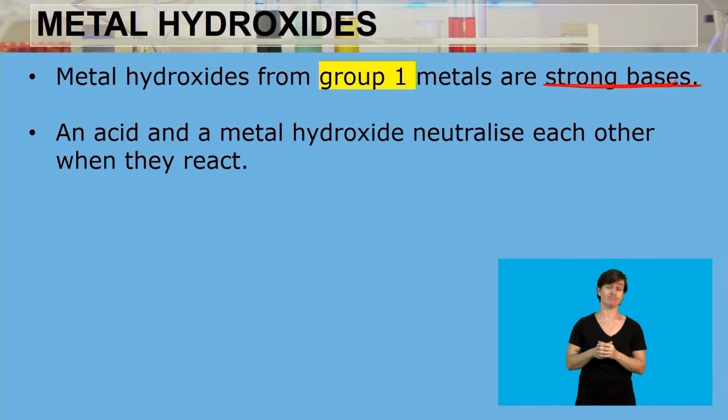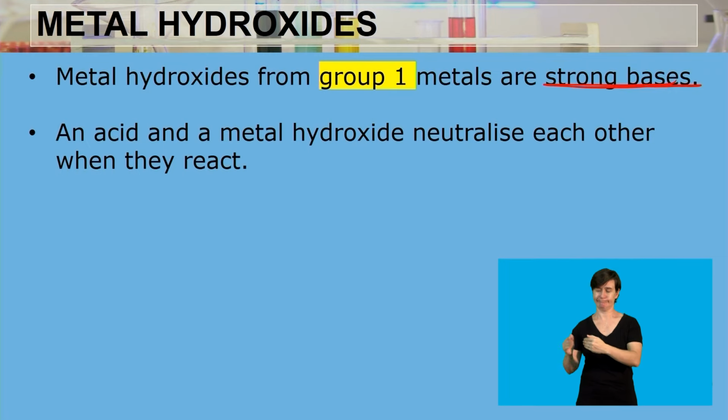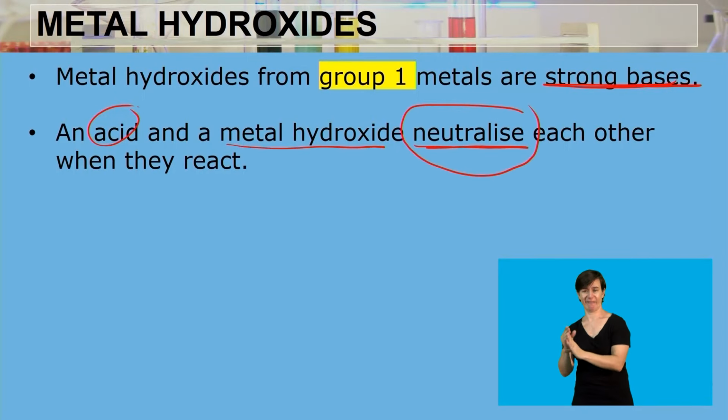However, other bases can still be closer to 7, which means they're going to be weak bases. So the closer you are to 7, or around 7, the weaker you become. So you can have either a weak acid or a weak base, depending on which side we are looking at. Then, an acid and a metal hydroxide neutralize each other when they react. Now remember, this neutralization depends on the strength of the acid and the strength of the base that you're talking about. So should the strength of an acid be equal to the strength of the base that is reacting, then the two reactants are going to neutralize each other.